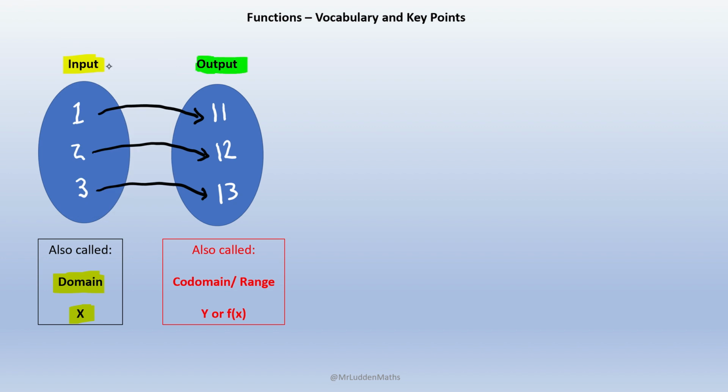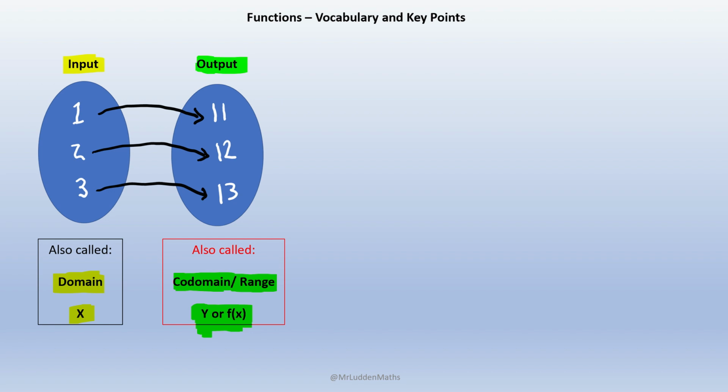My outputs can also be called my codomain or my range, and the letter that is associated with my outputs is the Y, or sometimes F bracket X bracket. This is called FX if you are speaking it, or sometimes F of X. So if I say the word FX, or if I say F of X, you know that I'm referring to the F bracket X bracket.